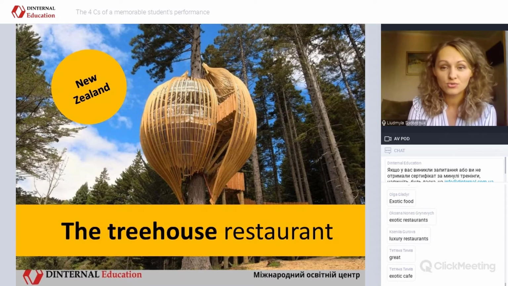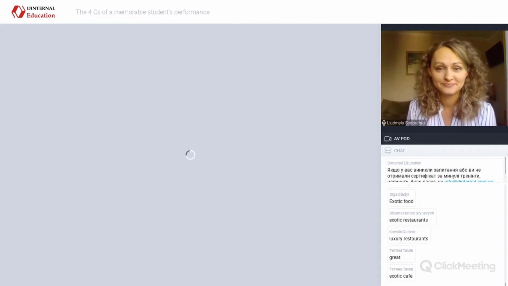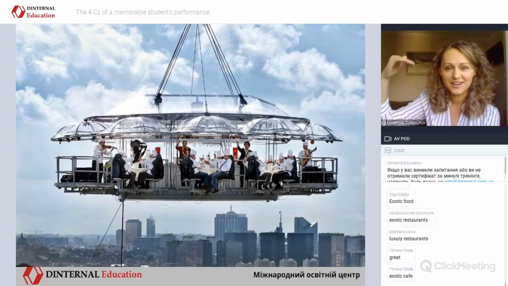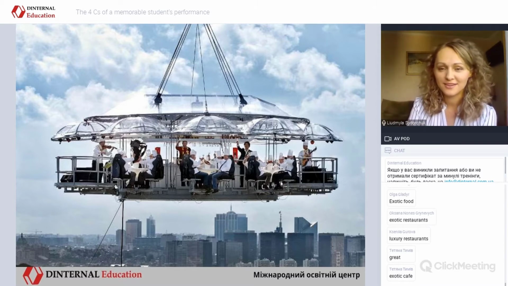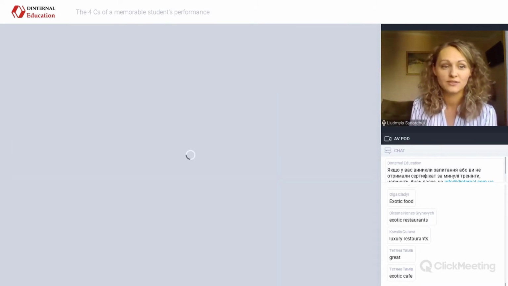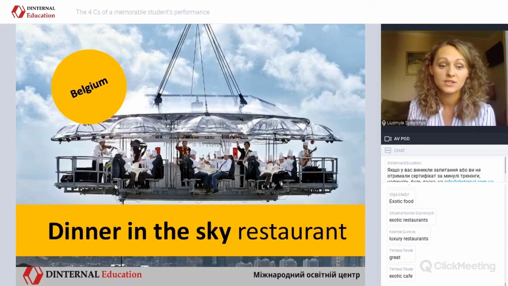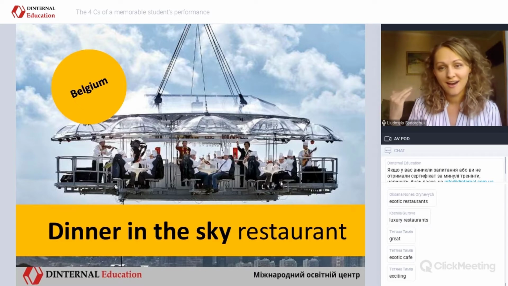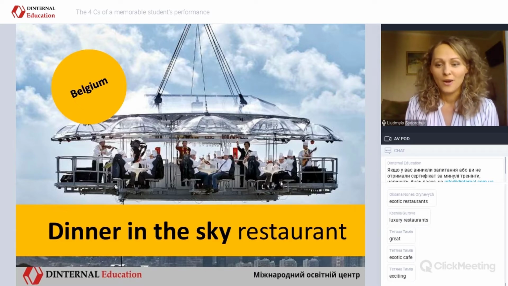And one more unusual restaurant is this. As you can see, it's somewhere very high in the sky, even higher than some skyscrapers. And this restaurant is called Dinner in the Sky restaurant, and this photo was taken in Belgium, but the service of this restaurant is available all around the world. So if you are interested, they can come to your country and organize you a dinner like this high in the sky.